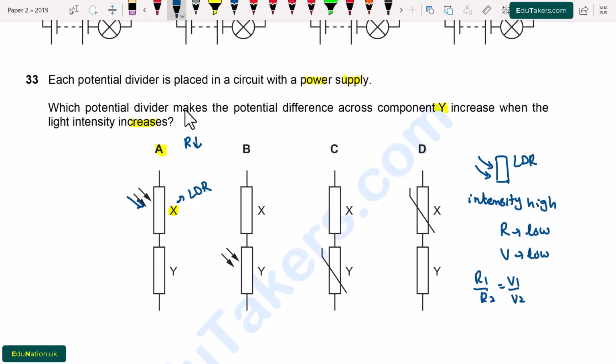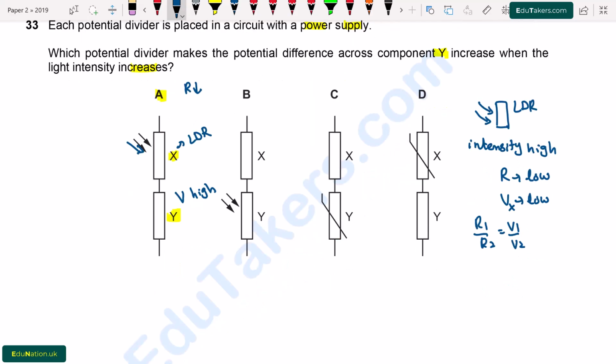also decreases. Now if the potential difference across the X component is low, then for the component Y that is attached here, the potential difference across this component will be high, because both of these components are connected in series. So in option A, the potential difference across the Y component is high if the light intensity is high. So only option A is correct.